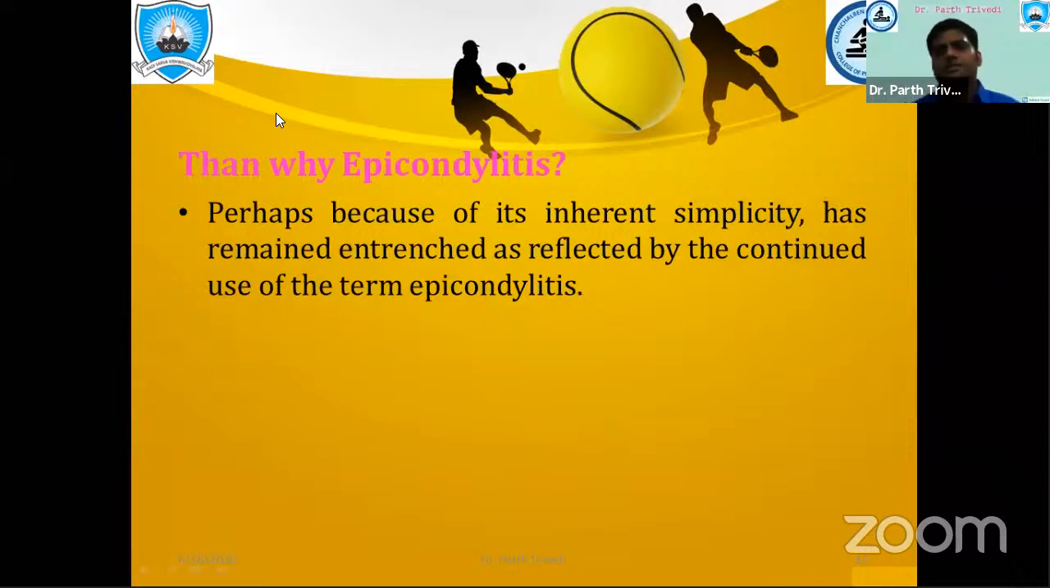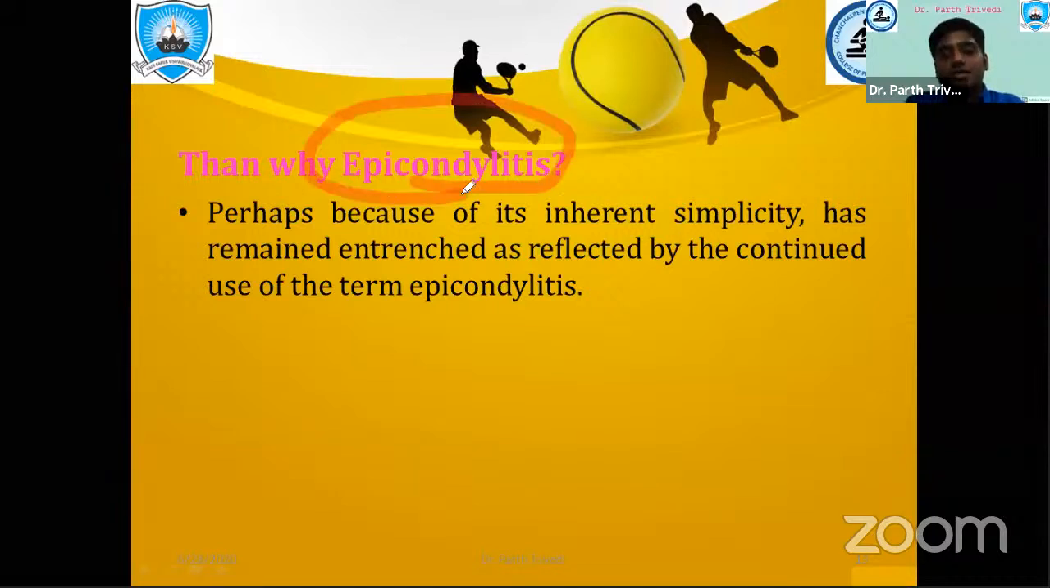Then the question comes, yes, the majority of you would ask me, sir, then why is it epicondylitis everywhere? Even orthopedic practitioners write epicondylitis, and you have seen many textbooks, even the older version of Clinical Orthopedic Rehabilitation by S. Brotzman, term it epicondylitis. It is just because of popularity and inherent simplicity that it remained entrenched, and we are terming it epicondylitis.